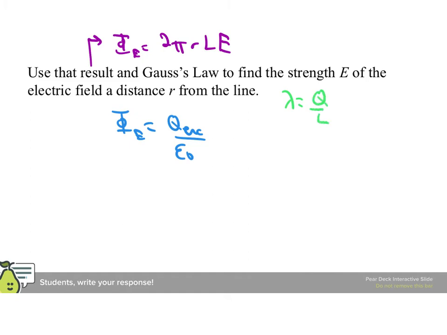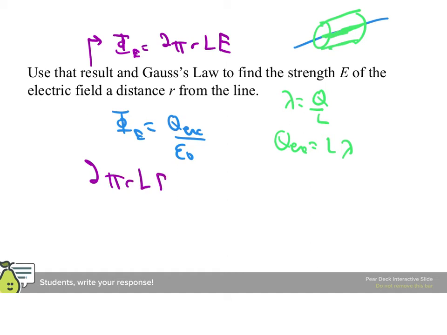Now for us, this is an infinite length charge, so there's an infinite amount of charge in the whole line, but I don't care about the whole line, right? I only care about the charge enclosed in my cylinder, which is this length of charge. And so Q enclosed is going to be L times lambda. So now I have over here 2 pi r L times E.